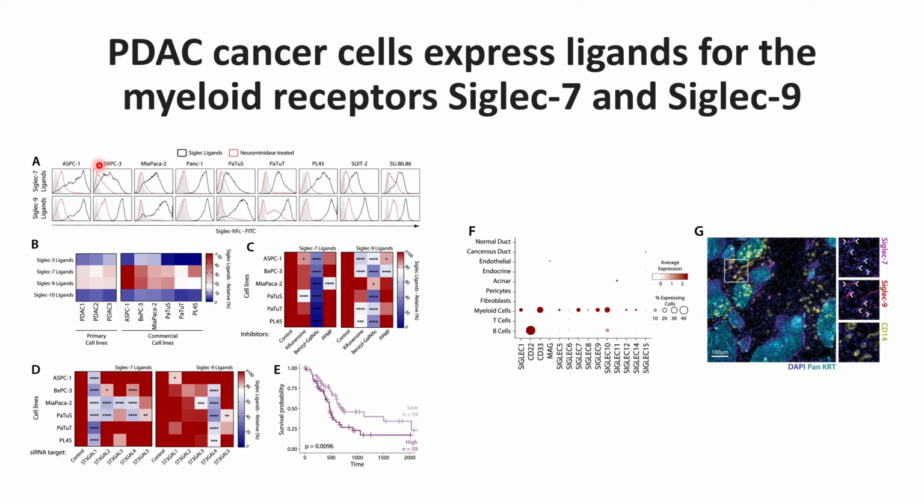And based on their experiments, they come to a point that Siglec 7 and Siglec 9 have shown prominent results with the different pancreatic cell lines, as we can see that without neuraminidase treatment the signals are quite high, and after neuraminidase treatment signals are quite low.